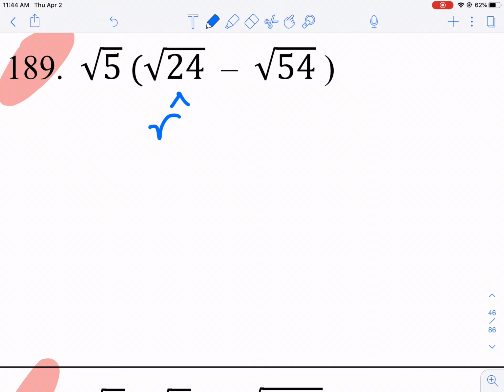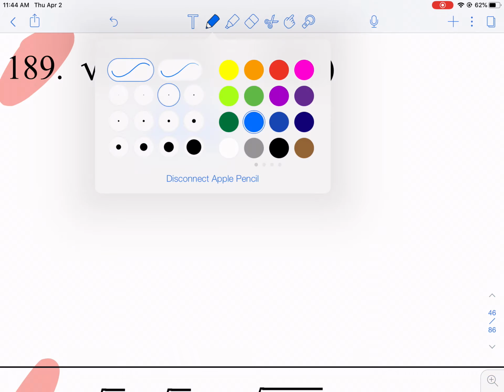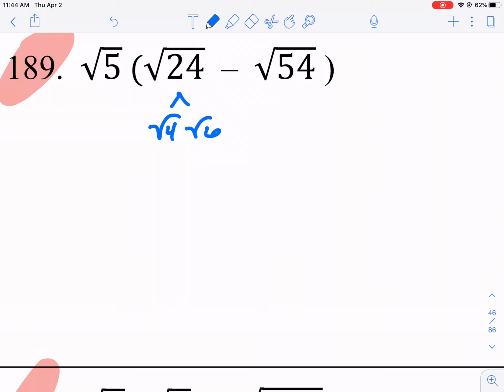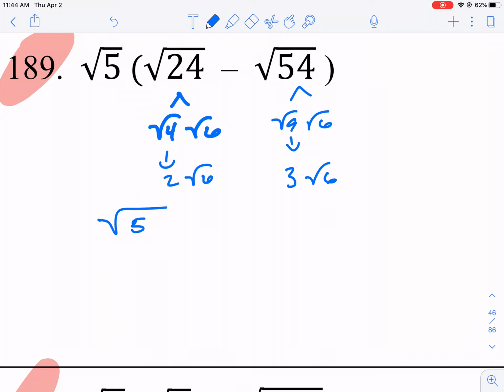I'm going to break 24 down into 4 and 6. It's 4 times 6, and the square root of 4 is 2. So that becomes 2 root 6. 54 is going to be 9 and 6. 9 is 3, so that becomes 3 root 6. So now what we're looking at is the square root of 5. Let me rewrite that. I don't like the way that looked. Times 2 square root of 6 minus 3 square root of 6.